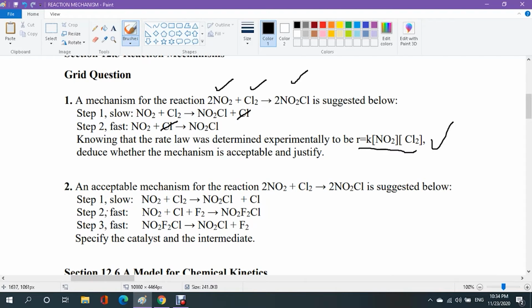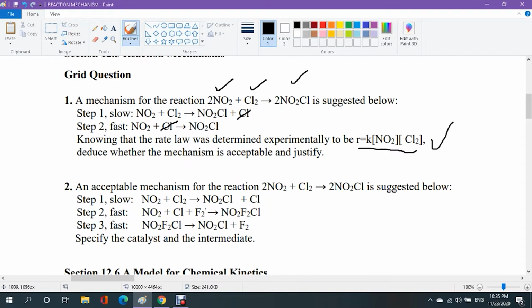Now let's do number 2. An acceptable mechanism for the reaction 2NO2 plus Cl2 gives you 2NO2Cl is suggested below. Here they gave us 3 steps, and they're asking us to find the catalyst and the intermediate. So as I said, an intermediate is a substance that is formed in a step and then used up in another step, and a catalyst is a substance that is used up in a step and then formed in another step.